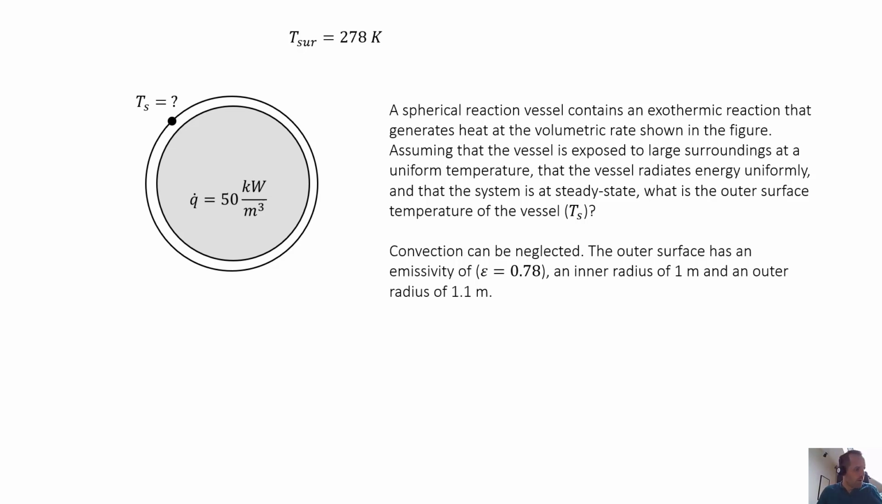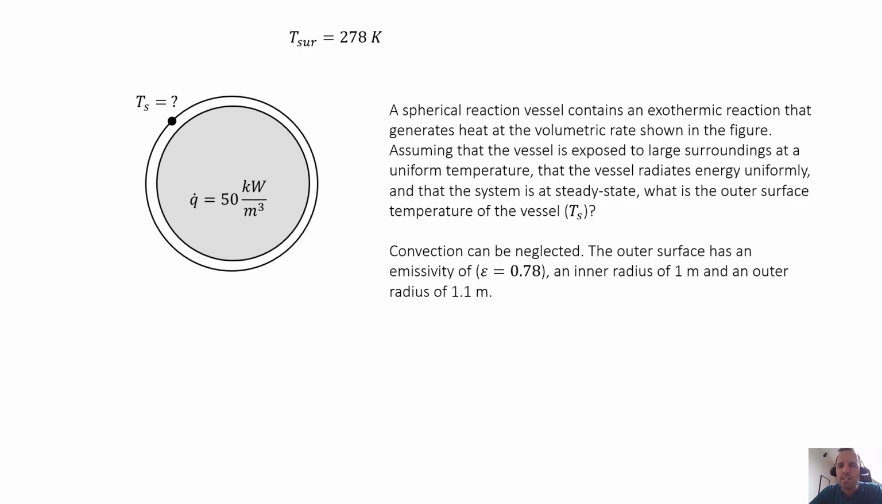Hi, in this example problem we're going to talk about generation and radiation. This example problem states a spherical reaction vessel, so this could be a chemical reaction happening, contains an exothermic reaction that generates heat at the volumetric rate shown in the figure. So that volumetric rate is 50 kilowatts per cubic meter.